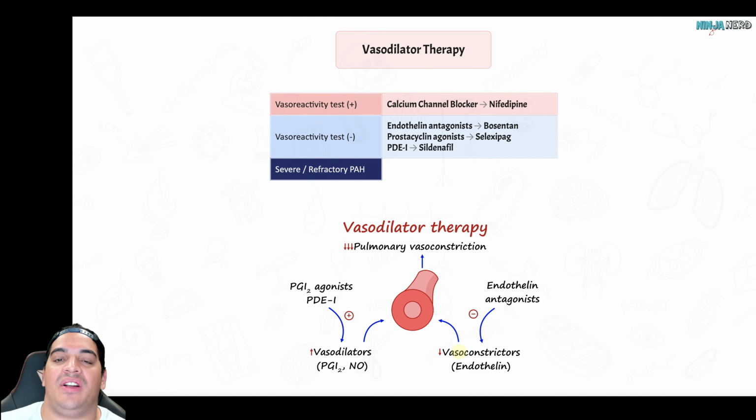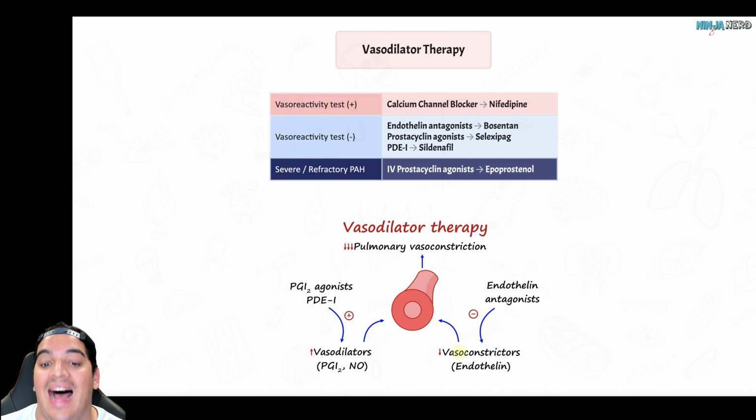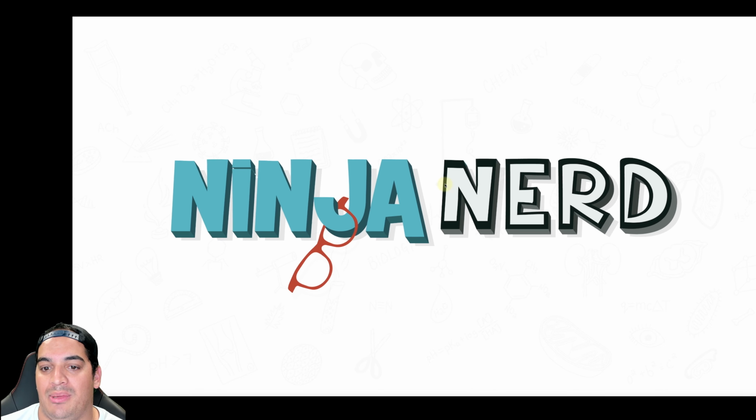In patients who have very severe or refractory pulmonary artery hypertension and are in the ICU, sometimes they may need IV prostacyclin analogs like epoprostenol, or inhaled nitric oxide. So these are things to potentially consider. But that would cover the treatment of pulmonary artery hypertension.